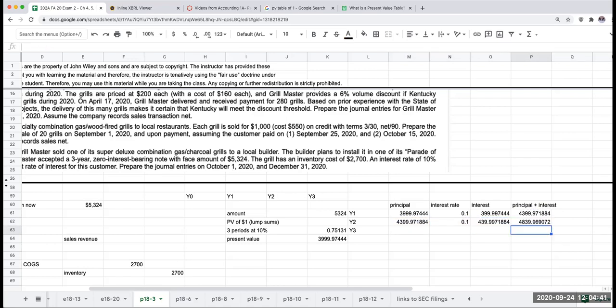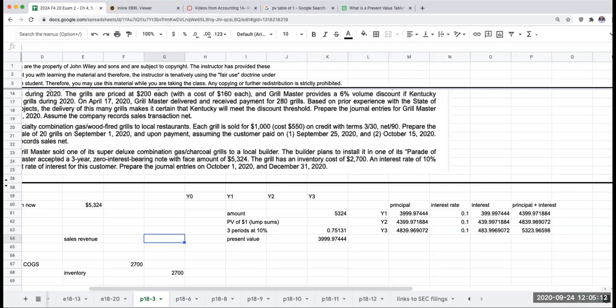If I'm earning interest on interest, I get that there. Then I bring this over here. Interest rate is still at 10%. Multiply this through, I have 483. My principal plus interest is, oh, look at that, 5324. That's what that means. So this is what we're doing in present valuing. We're reinvesting those funds, and that's how we're getting to that value.